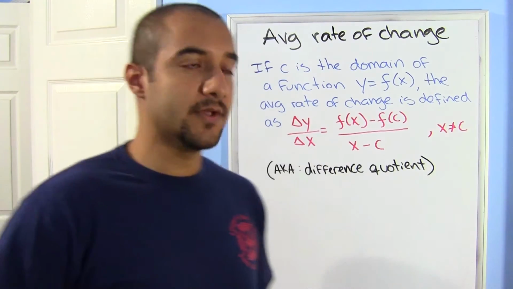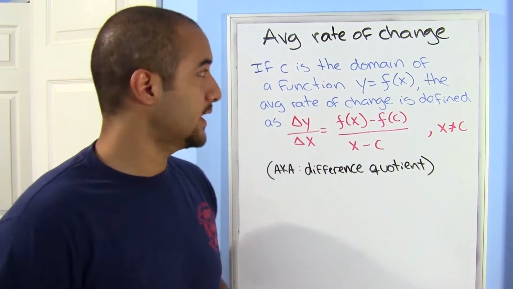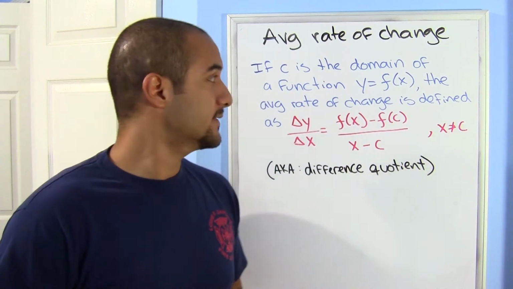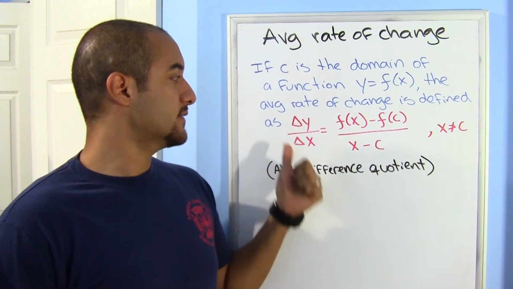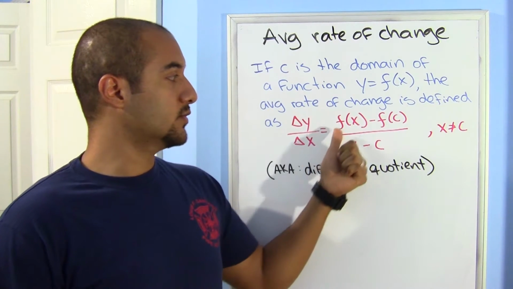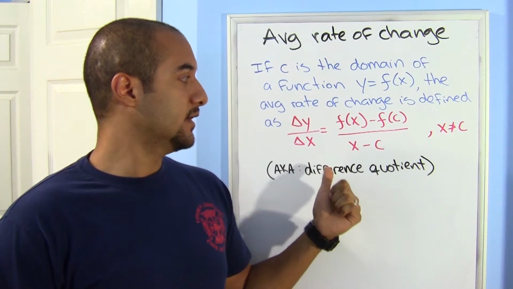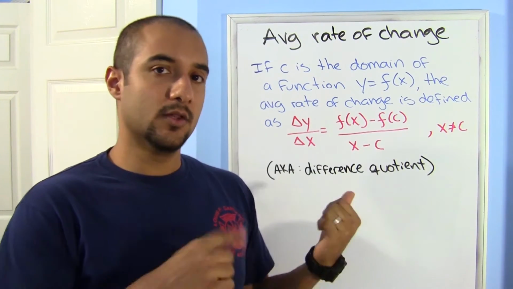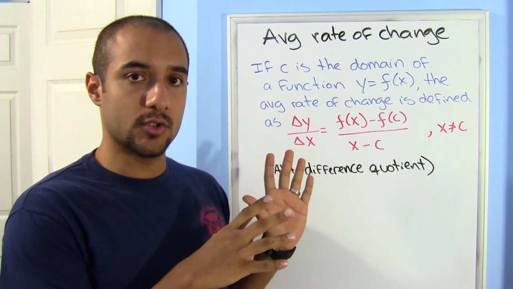Alright, this is the formal definition for average rate of change. It says that if c is in the domain of the function y equals f of x, the average rate of change is defined as delta y over delta x, which should look familiar, equals f of x minus f of c over x minus c, where x does not equal c. Looks kind of weird though. Let's take a closer look.